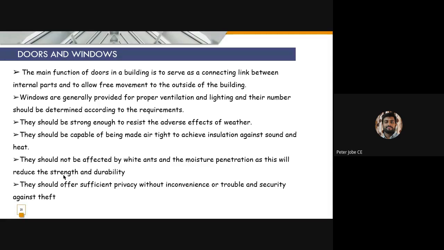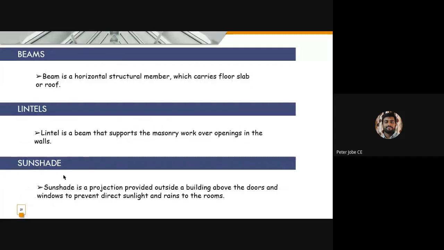So these are the functions of doors and windows. The next is beam. So what do you know about beam? Beam is actually a horizontal structural member which carries floor, slab, or roof. So what happens is we'll keep our floor slab or roof slab on the beam, and this beam will be connected to columns. Columns means pillars, and these pillars will be connected to our foundation. So beams are the horizontal structural member which carries floor, slab, or roof.